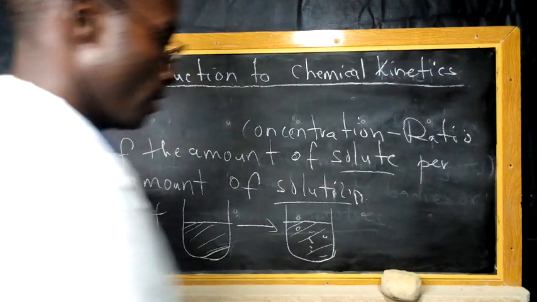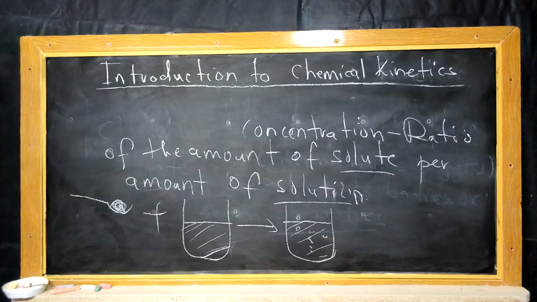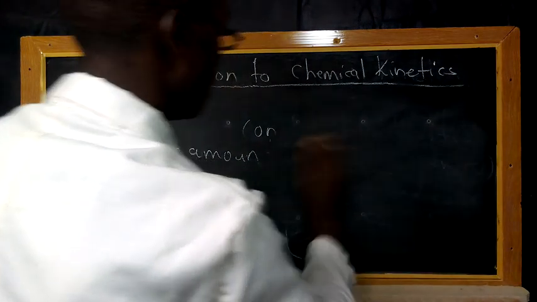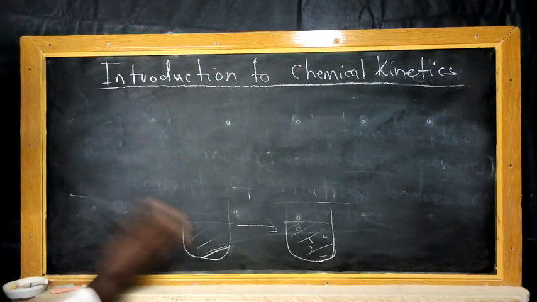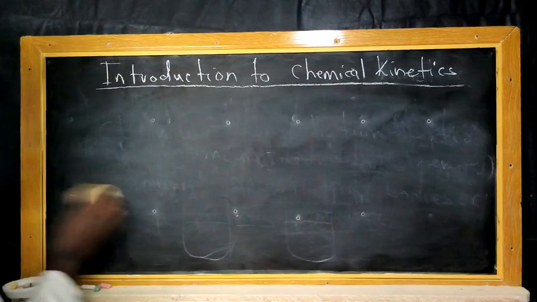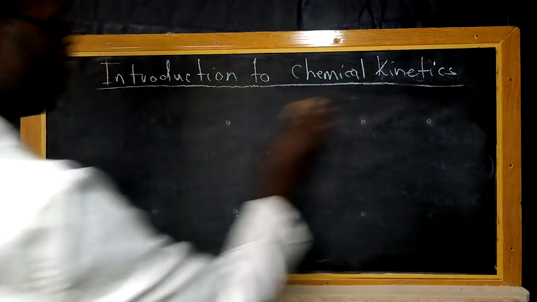So in essence, that's a simple definition of concentration. Concentration, of course, has its own units, which are used to measure concentration of different types of chemicals. As we say, a chemical is a substance that has a defined composition.